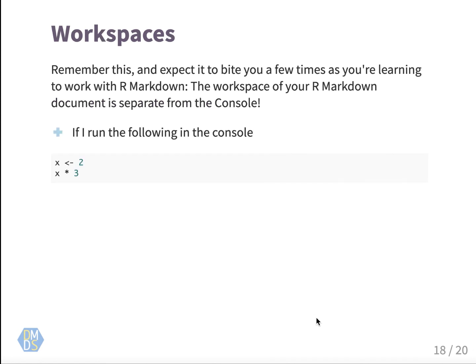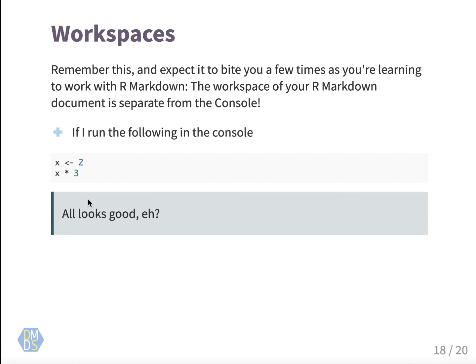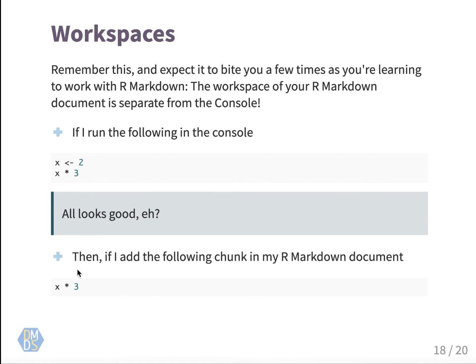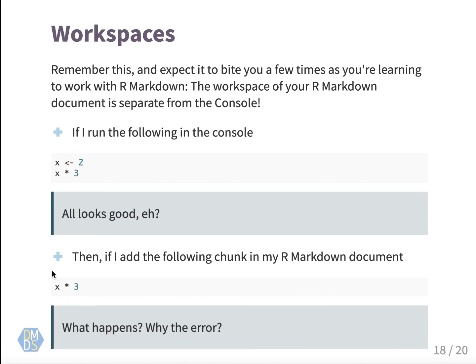This is something, again, that I want to mention. Remember this and expect it to bite you a few times as you're learning to work in R Markdown. The workspace of your R Markdown document is separate from the console. So if I run this in the console, if I assign 2 to X and then I do X times 3, looks good. But if I add a chunk to my R Markdown document, X times 3, without defining X, I'm going to get an error. Why is that? Because those two things are separate. The way that R Markdown works is it starts from scratch and runs your code from top to bottom. So if you haven't explicitly defined X in your R Markdown document, even if it's defined in the console, it's not going to work.